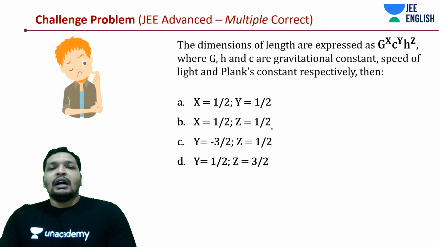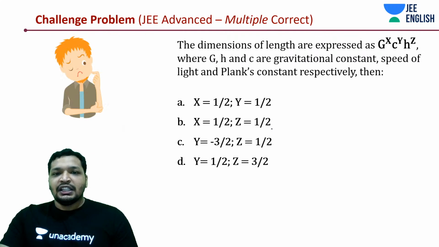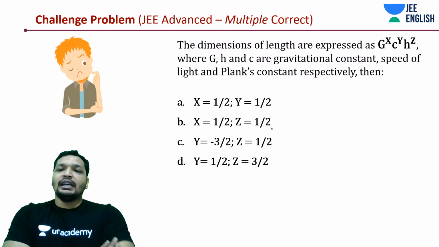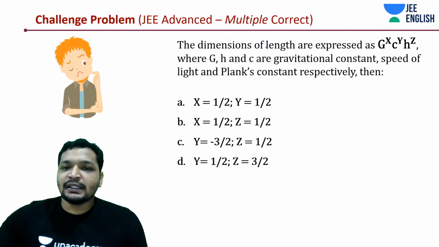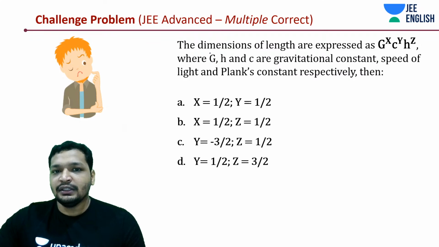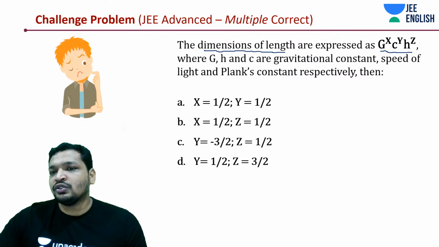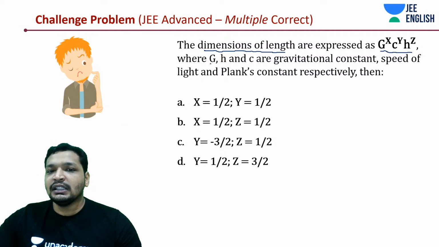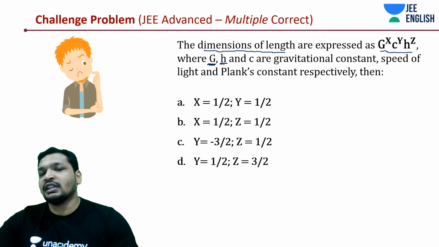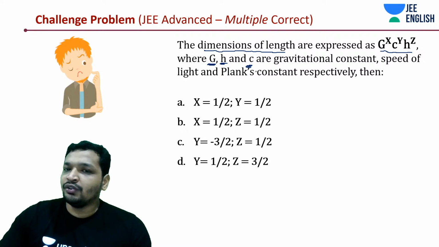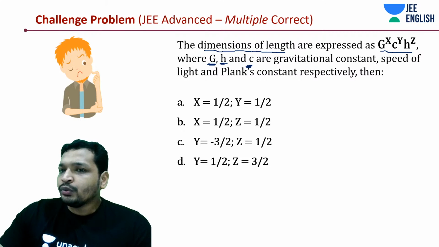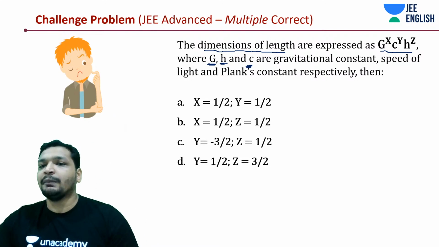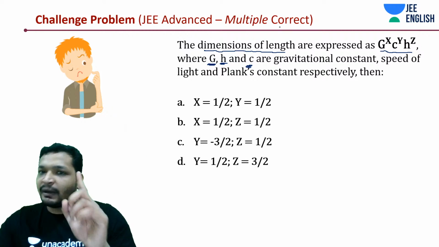Okay, let's do a thing. Let's take up this question in the next session, but this is going to be a homework question, guys. So the dimension of length is expressed as G into C into H. So G to the power X, C to the power Y, H to the power Z, where G is your gravitational constant, H is Planck's constant, and C is the speed of light. Generally speed of light is denoted by C. But do this one. This is a simple one. We'll even take up a little bit more complex version of this. This is a multiple correct answer question.